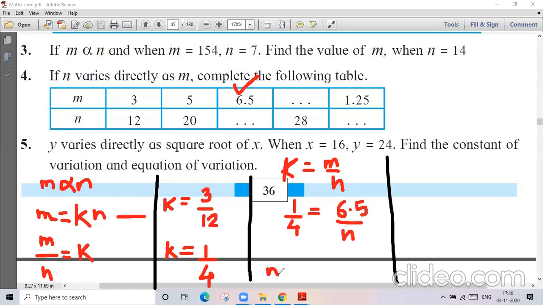Simple आहे. N is equal to what? Cross multiplication करा. You will get N is equal to 4 into 6.5. So multiplication kara, you will get the answer 4 into 6.5. What is the answer? 4 into 6.5. Sanga mala.